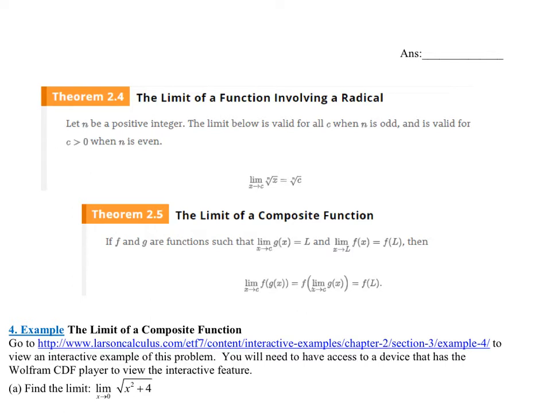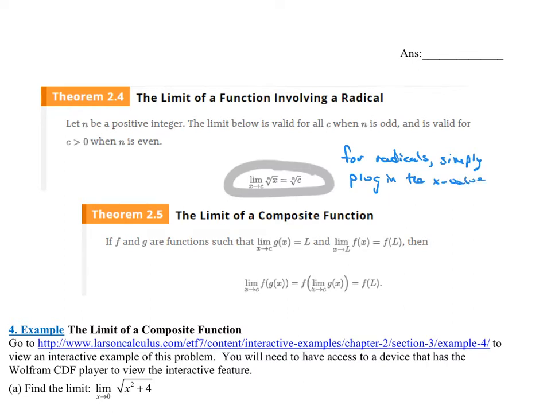The second part says, what is the actual limit? Well, the limit as x approaches c of the nth root of x is the nth root of c. In other words, for radicals, you can just plug it in. So let's go ahead and write that. For radicals, simply plug in the x value to evaluate the limit.